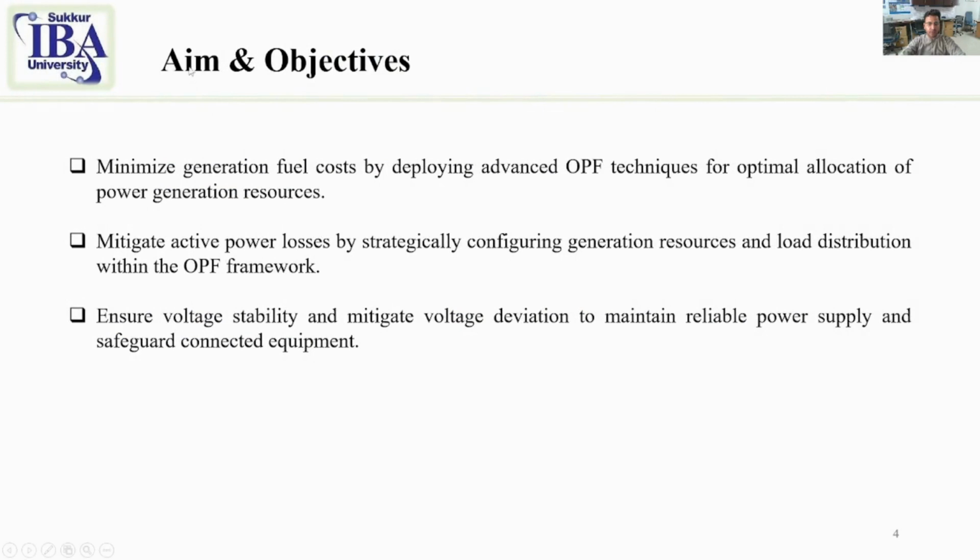So these are our aims and objectives. The first objective of our project is to minimize the generation fuel cost. The second objective is to reduce the active power losses, and the third objective is to maintain the voltage level, means to improve the power system voltages.